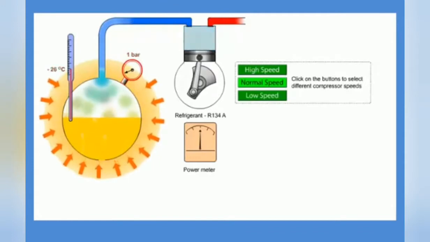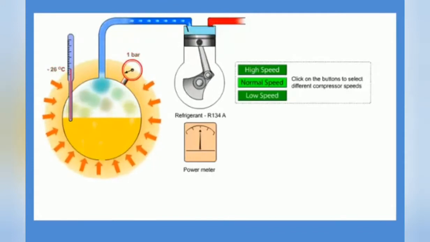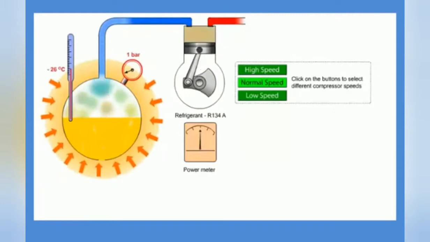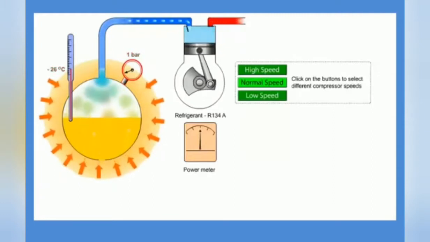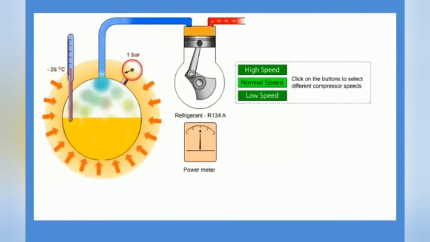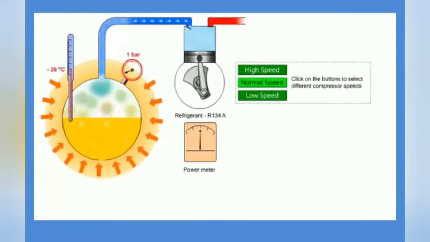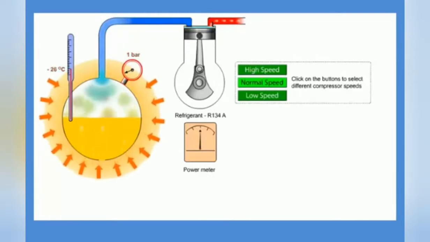The pressure in the flask still has the same pressure as the average atmospheric pressure of 1 bar, and the evaporation temperature in the flask is also still minus 26 degrees Celsius.